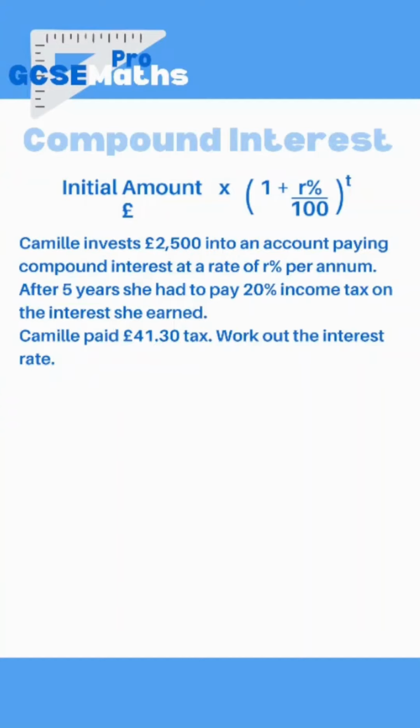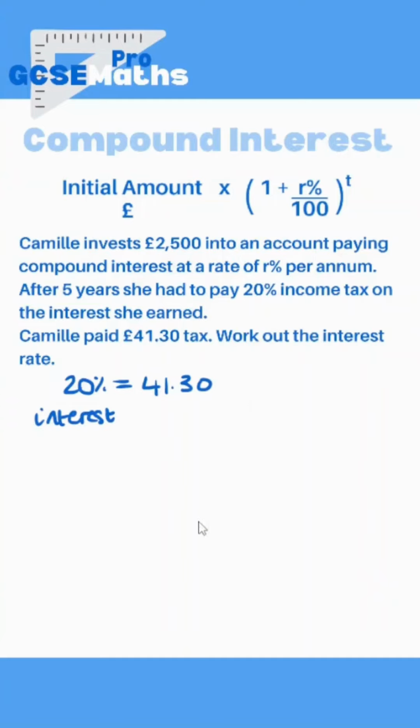So again, it's another one where we're working backwards, but again, we've got this extra layer of income tax. This is one where we kind of need to understand the context as well. If Camille paid $41.30 in tax, that is 20% of the interest that she earned. So the first bit of this isn't to do with compound interest.